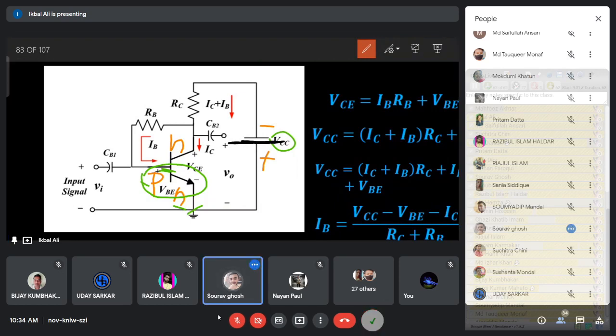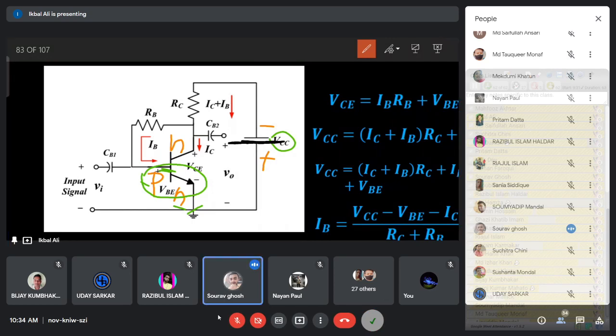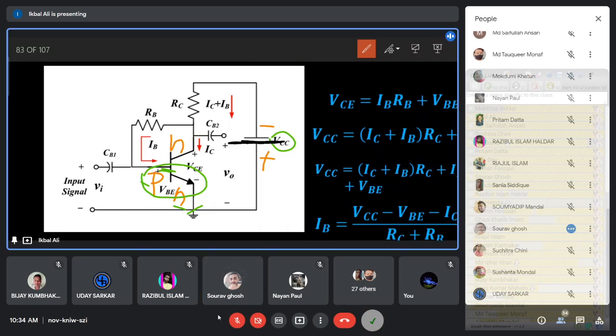Reverse bias, definitely. N is connected to the plus terminal. The N material is connected to the positive terminal, which means it will be reverse bias. So this PN junction will be in reverse bias and no current will flow. The transistor action will not be there.